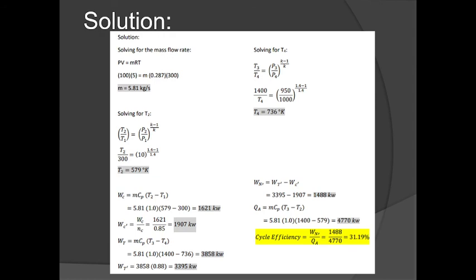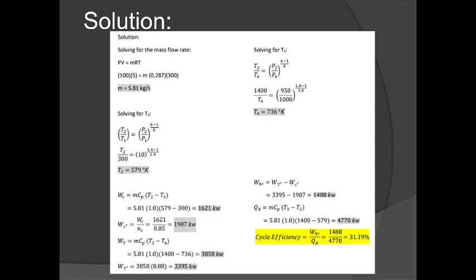So now we can solve for the net work of the system. So we have the turbine work minus the compressor work, which is 3395 minus 1907, which is equal to 1488 kilowatts. So solving for the heat added, m Cp times T3 minus T2, the heat added would be 5.81, the mass flow rate, times 1.0 times 1,400 minus 579. So we have 4,770 kilowatts.